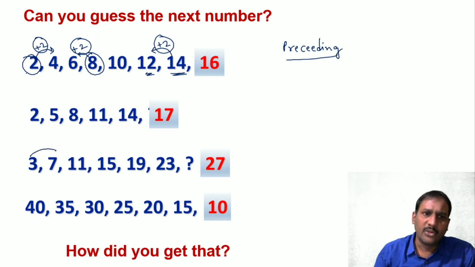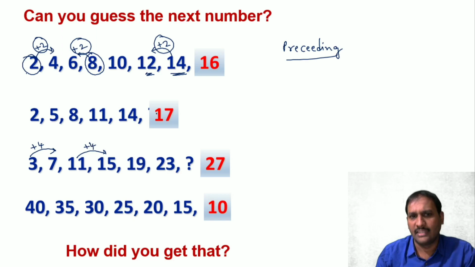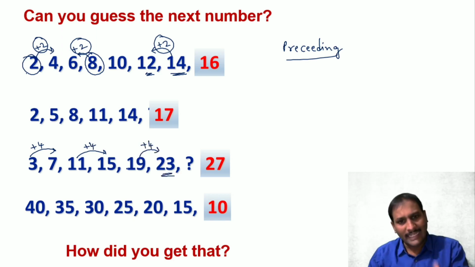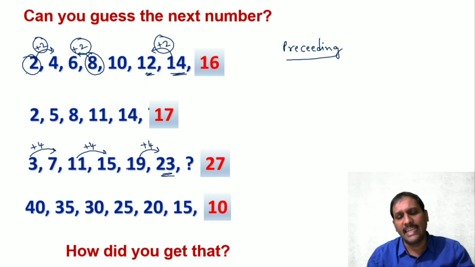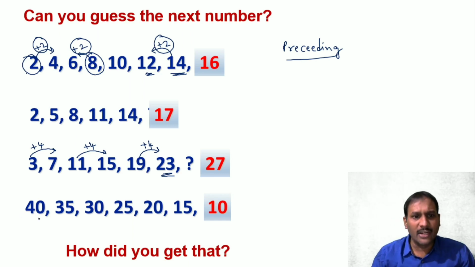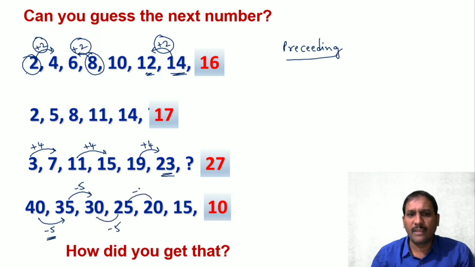And here you take 3 and add 4 to get 7, you add 4 to 11 to get 15, and you add 4 to 19 to get 23. So to get a number in this sequence, you are adding a fixed number to its preceding term. And here, what are you adding? From 40 to get 35, we have to subtract 5, or you can say adding minus 5. So 35 minus 5, 30 minus 5, 25 minus 5, 20 minus 5.